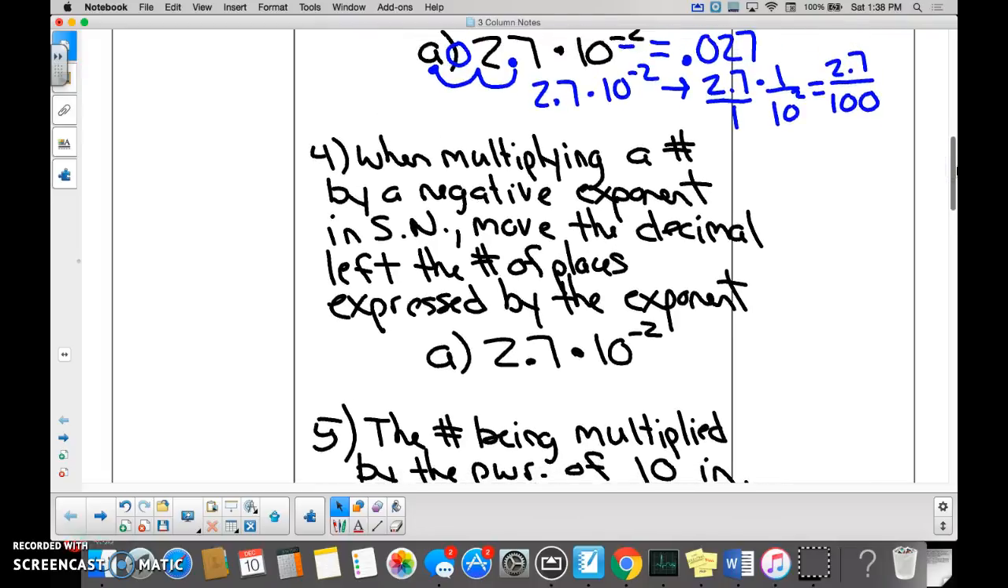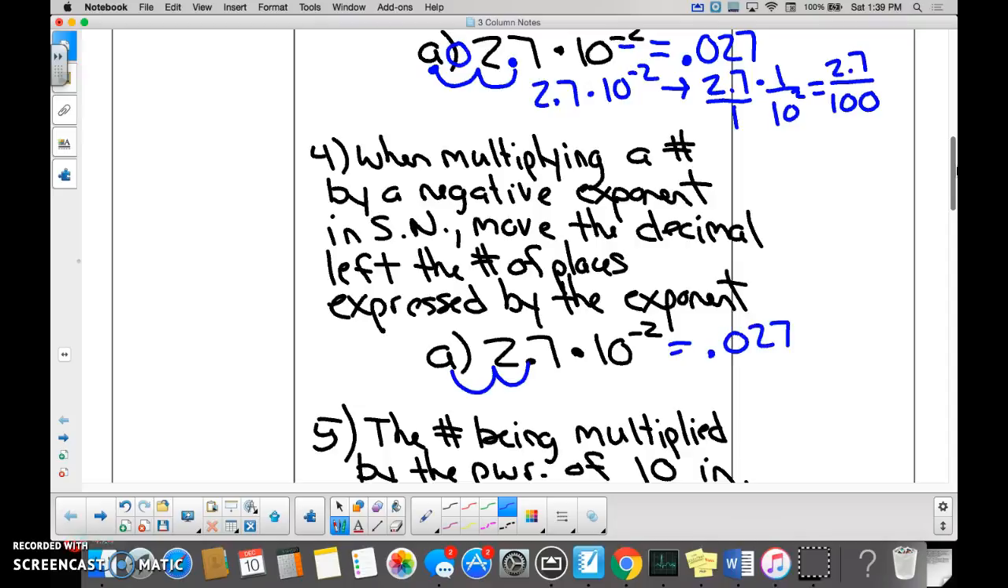So I just did this. 2.7 times 10 to the negative 2nd, 1, 2 places over, put your decimal point, add zeros where you need to add zeros, and this equals 27 thousandths.